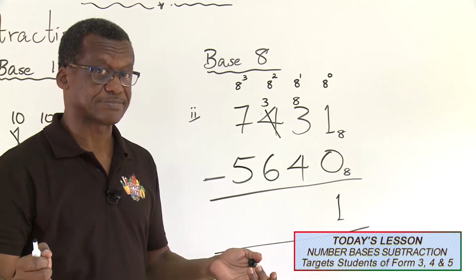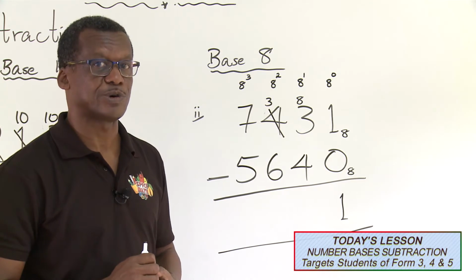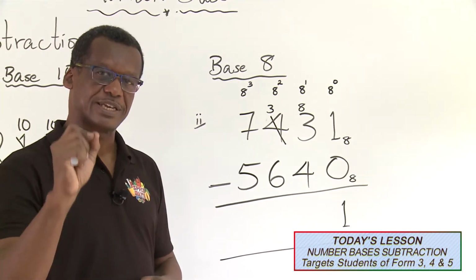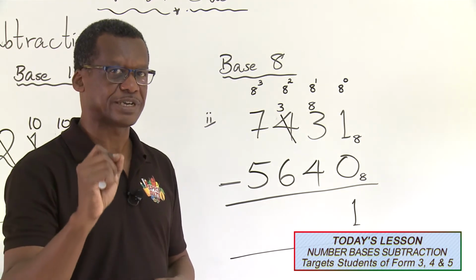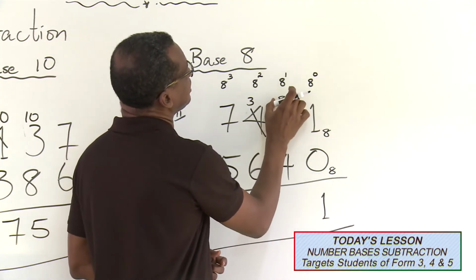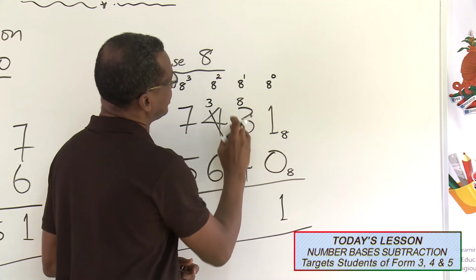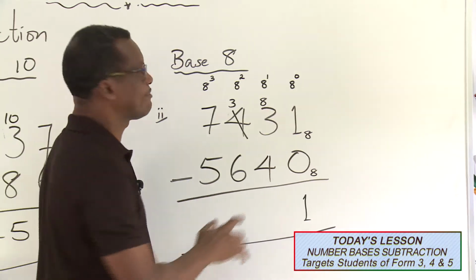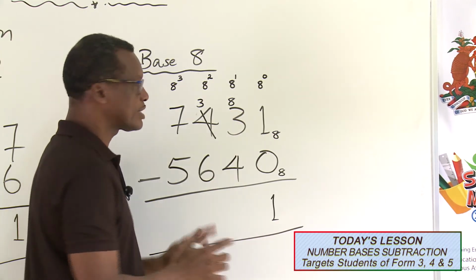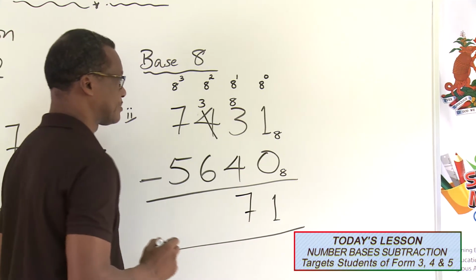Because we did it in base 8. 8 times 8 gives 64. So if we regroup one group of 64's, we're going to get 8 groups of 8, or 8 multiplied by 8. So that's correct. The 8 groups of 8's that we regrouped would now be added to the 3 groups of 8. So we have 11 groups of 8. 8 plus 3 gives 11. Now we can subtract 4 from 11, gives us 7.